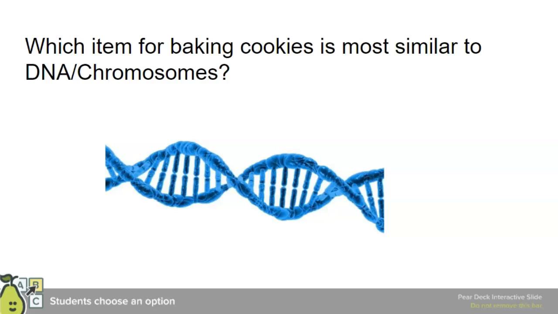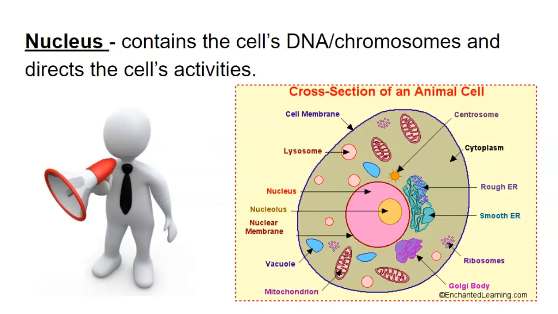All right, so which item for baking cookies is most similar to DNA or to chromosomes? Remember, DNA and chromosomes have the instructions to make proteins, right? It would be the recipe, right? Because the recipe has the instructions on how to make cookies, okay? Just like DNA has the instructions on how to make proteins.